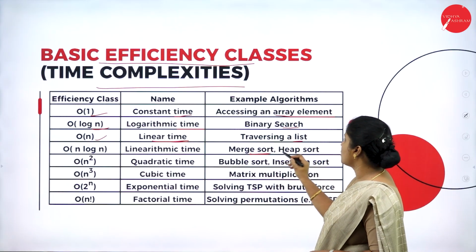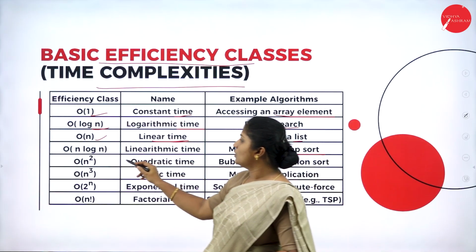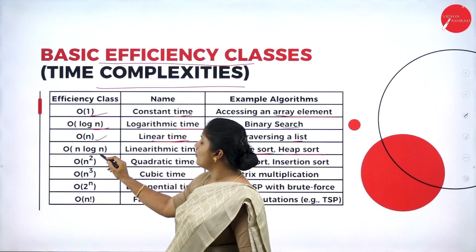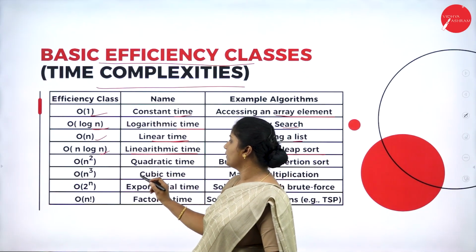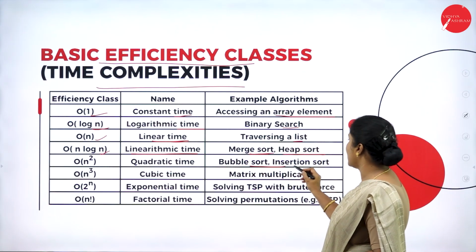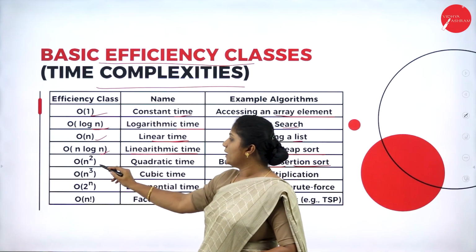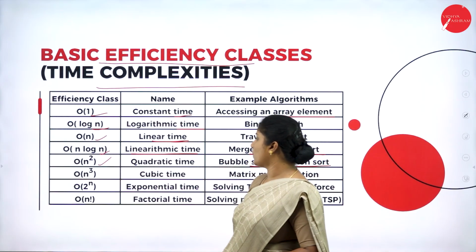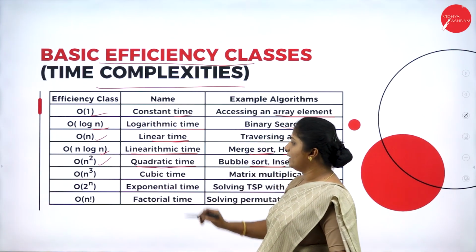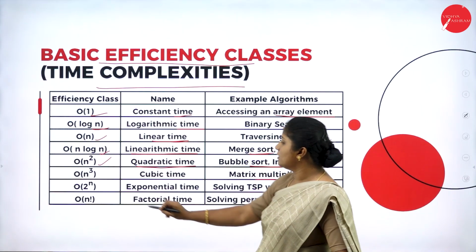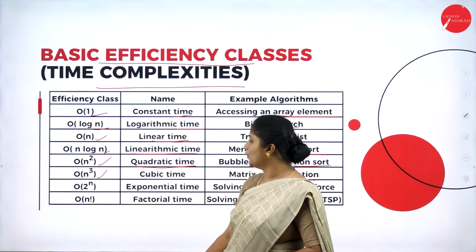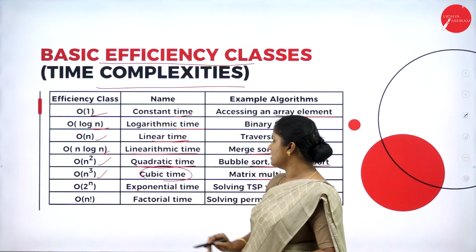Next, we have merge sort and heap sort. For that we are getting big O of n log n. That we can say linearithmic time. Next, we have bubble sort and insertion sort. We are getting for that big O of n square. That we can say quadratic time. Next, we have matrix multiplication. We are getting big O of n cube. So that we can say cubic time.